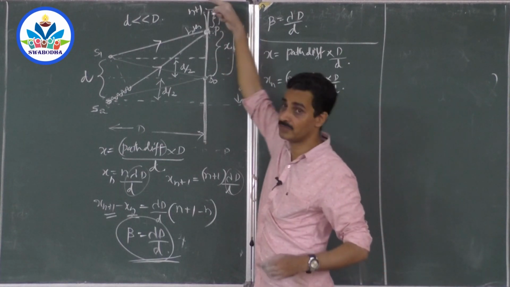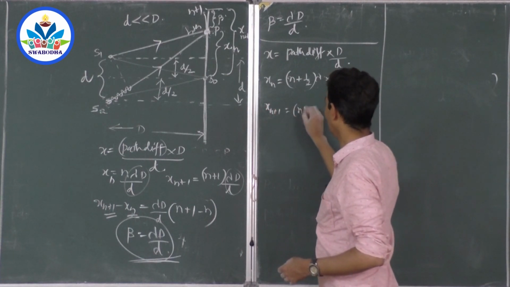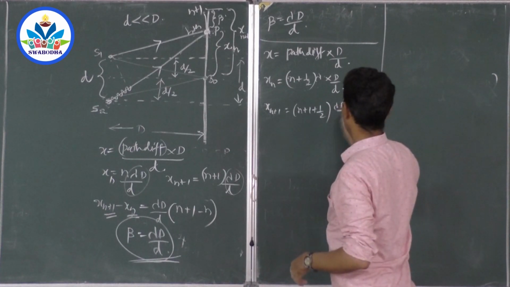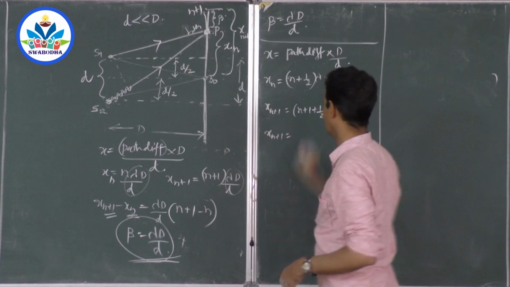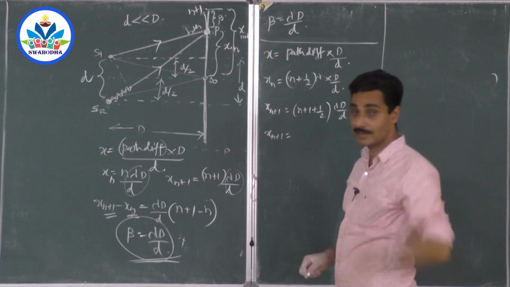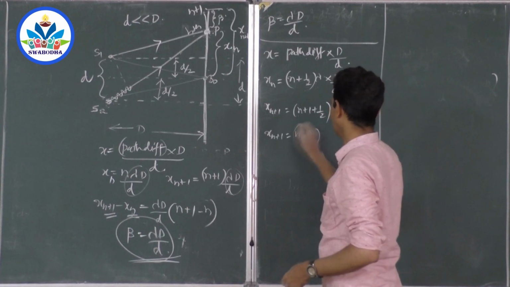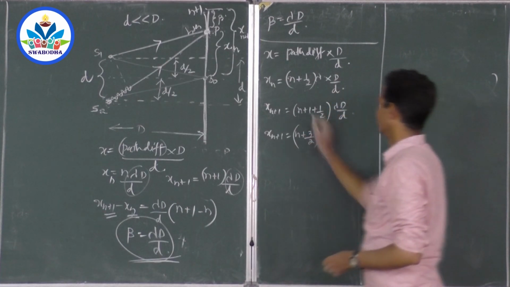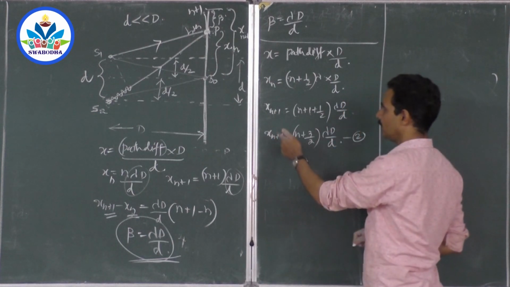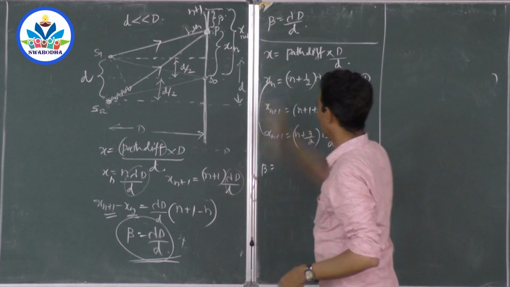Okay, that is one thing. Suppose you have one more dark fringe above this, that is the next one. That is n plus 1 plus half, right? Next one, lambda D by d. Distance of the next dark fringe is n plus 1 plus half, that is n plus 3 by 2. Am I right? 1.5, this one, lambda D by d, correct? This is the next dark fringe, this is the previous dark fringe. Subtract them. Beta is the difference between these two.